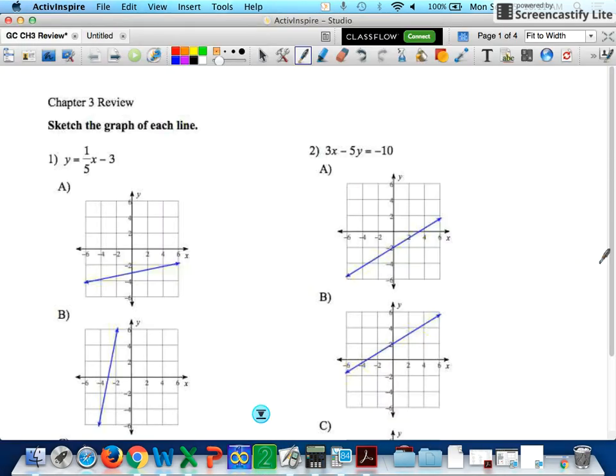All right, guys, so this is the start to the Chapter 3 test review. Here we have the first problem. It says sketch the graph of each line.